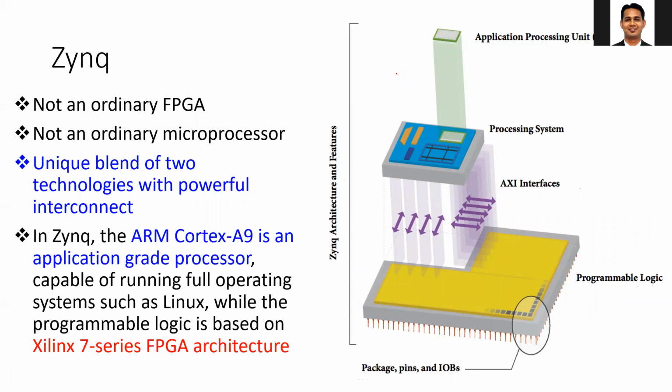In the Zynq SoC which we are using, we have the ARM Cortex-A9, which is an application-grade processor that has been used in multiple mobile phones and tablets in the past few years, and it is a very powerful processor. You can run an entire operating system like Linux on this processor, while the FPGA is one of the latest 7 series FPGA architectures. Again, for the AELD course, we don't need to worry about the FPGA architecture. We will use it as a black box.